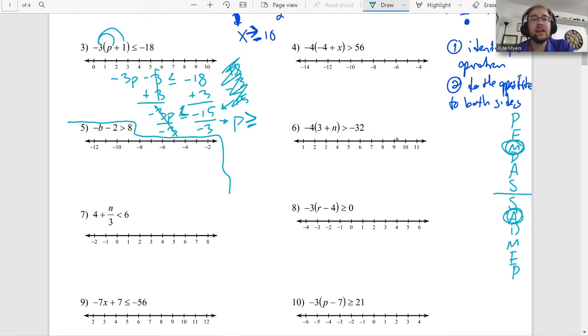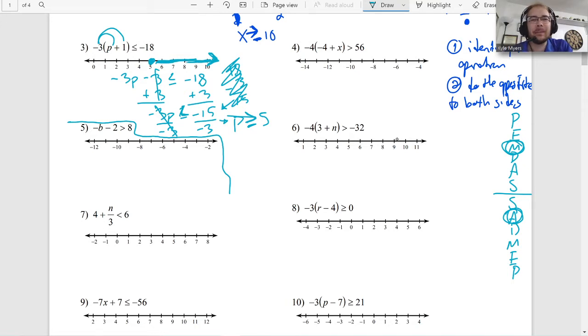That didn't change. And then a negative divided by a negative is a positive. 15 divided by 3 is 5. And now I've got the answer. So P is greater than or equal to 5. Here's 5. It's going to be a closed circle, and greater than points to the right. A la derecha. Like so.